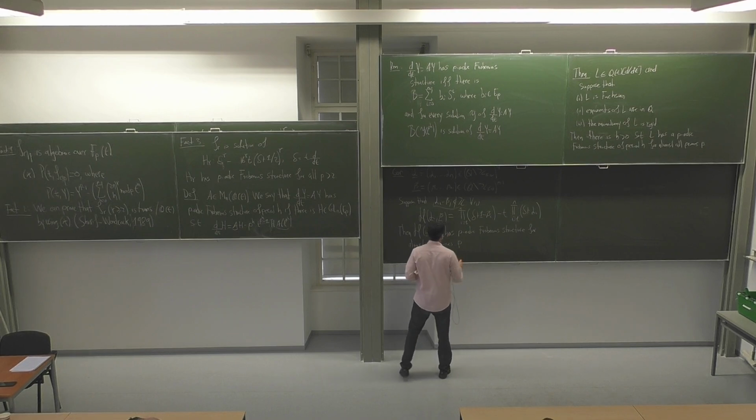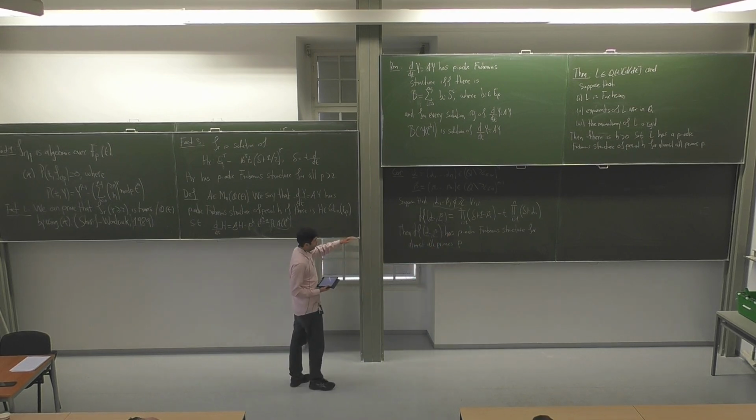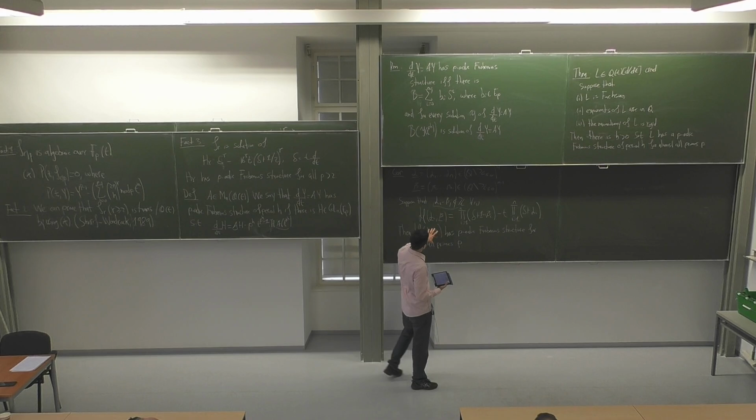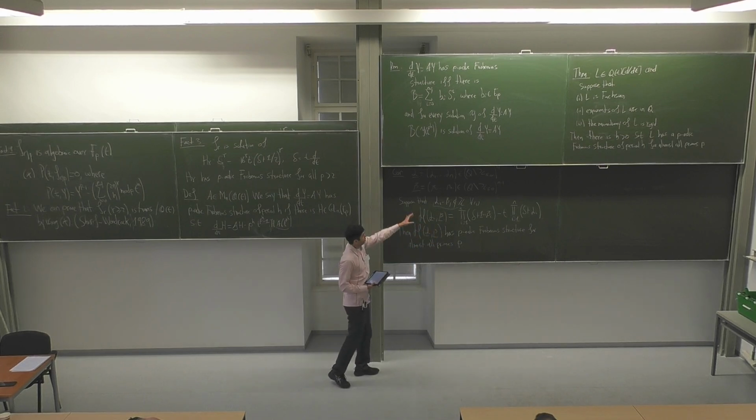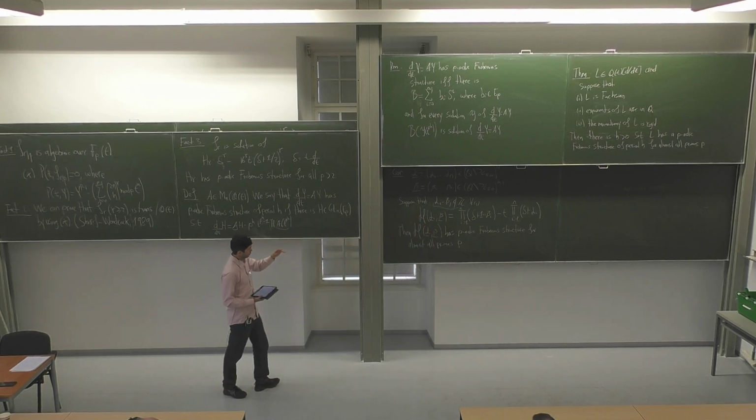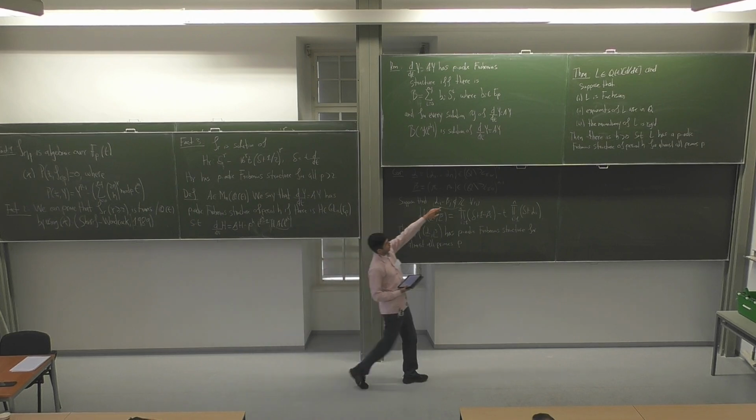Okay, in the exercises we asked to find out the set of prime numbers for which the hypergeometric operator has a strong Frobenius structure, and also we asked to find out the period.